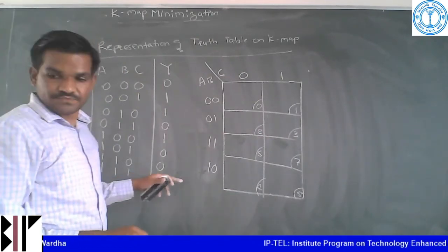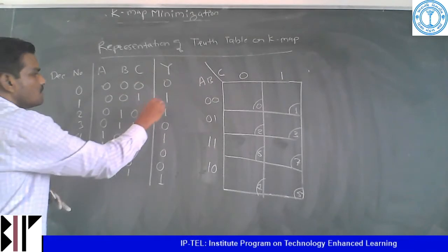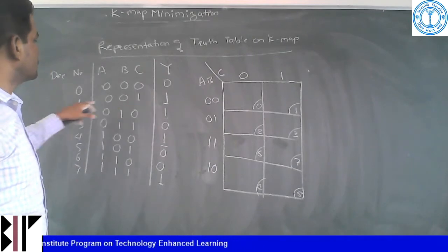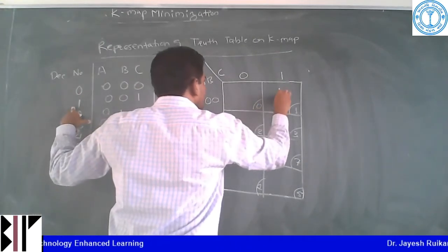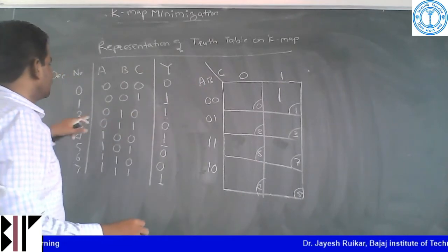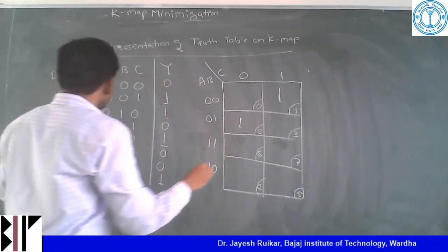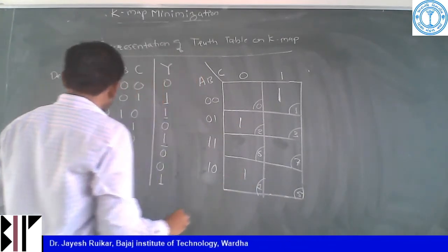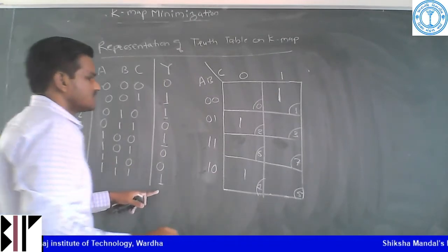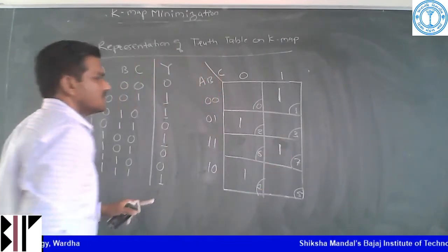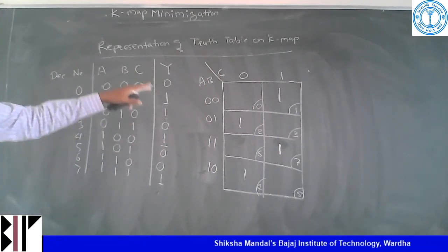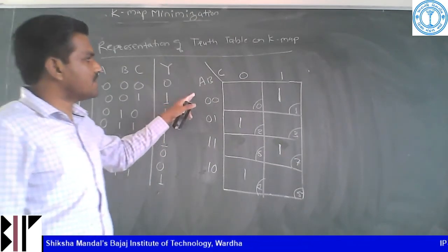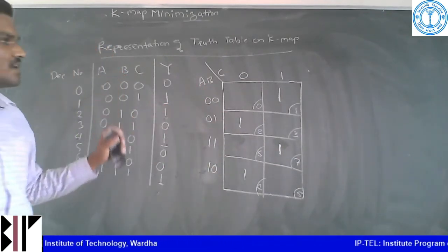Okay, now we have to represent the output in terms of SOP, whenever the output is 1. So this is my 1, so I will write it here. Okay, this is just a representation. Then for the second cell it is 1, then the third and fourth cells are 1, and then the seventh cell is 1. So this is just the representation of the truth table on the K-map. Now I want to know what terms are there.